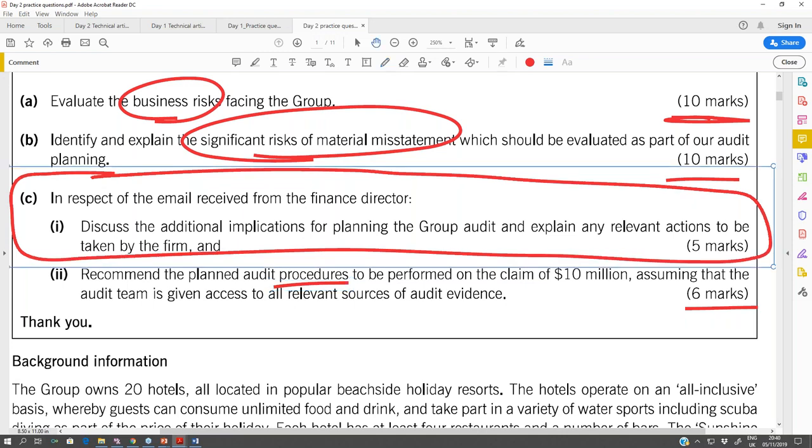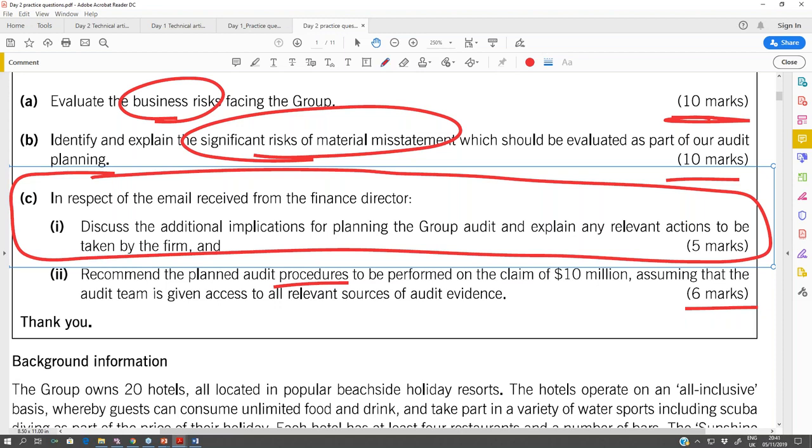You will be amazed to see how much similarity exists if you practice a lot of papers. We just did the June 19 paper, where we got an email from Len, and in that email from Len there was something suspicious, and from that suspicious thing we needed to identify the answer. See, the same is happening here. In respect of an email received from the finance director, discuss the audit implications for planning the group audit and explain any relevant actions to be taken by the firm.